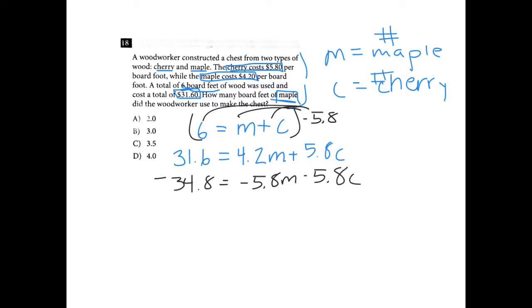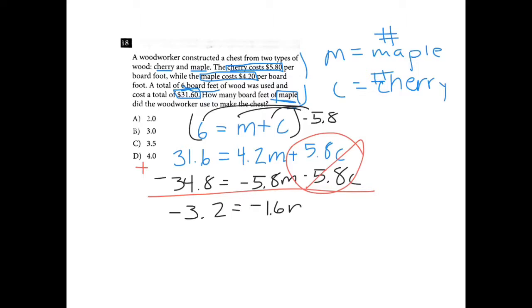So now, as I stated before, we can cancel these out, and when we add both of these, that looks like a drew line. Okay, so we're going to get 4.2, okay, first I'll subtract these, so 31.6 minus 34.8 is going to give you negative 3.2. And that equals 4.2 minus 5.8, and that's going to be negative 1.6 m.